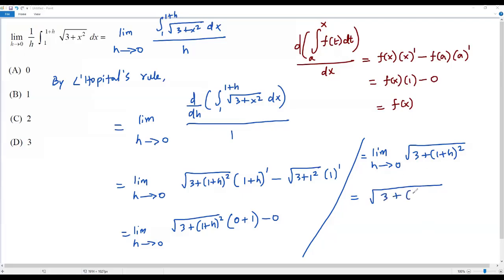Then I'm getting 3 plus, for h we can plug in 0, that is (1 plus 0) the whole square. Then 1 plus 0 is 1, and 1 square is just 1. Then we get square root of 3 plus 1, which is 4, and square root of 4 equals 2. Now I have evaluated the value of the given limit, which is equal to 2. We find this to be answer choice C. The correct answer choice for this question is C.